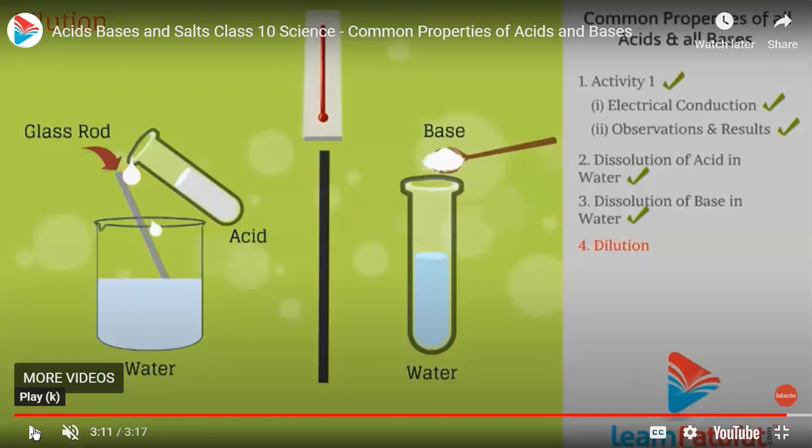So we generally add acid to water to avoid any type of splash or any type of breakage of the beaker, because the reaction is so exothermic that it can easily cause harm while doing the dilution process. So this is exactly the reason why we add acid to water and why we add base to water.